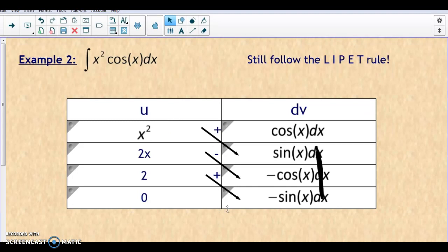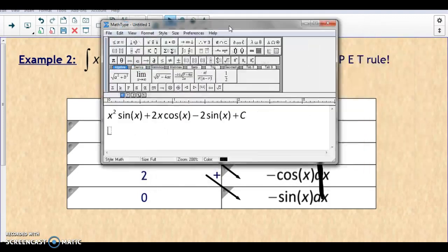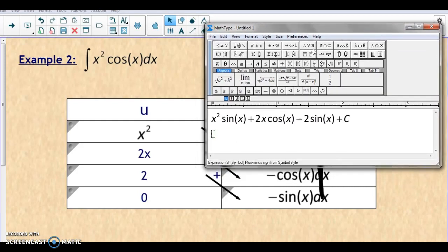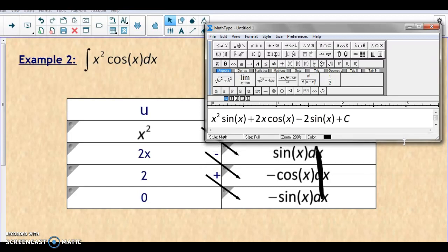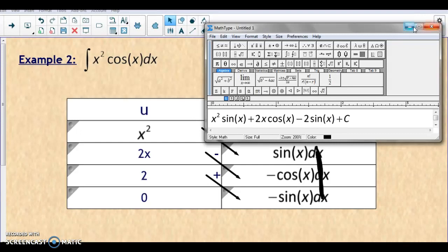So our final answer is this guy right here. Let me move it out of the way so you can see it. So the final answer, if you were to combine everything, will be x squared sine of x plus 2x cosine of x minus 2 sine of x plus c, of course. Okay, and again, it's coming from doing all that diagonal multiplication. Okay, so let me get this out of the way.